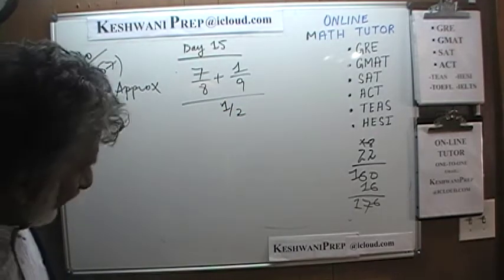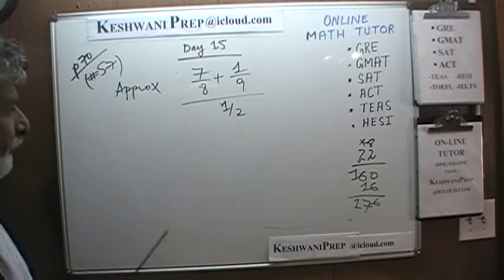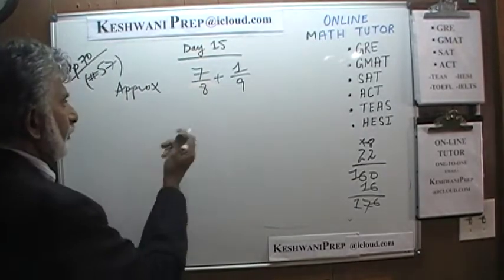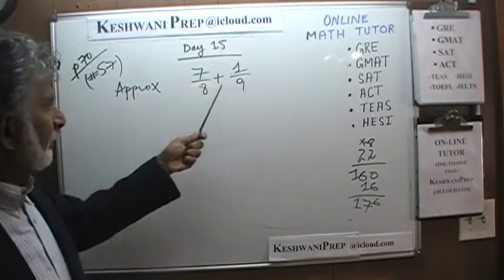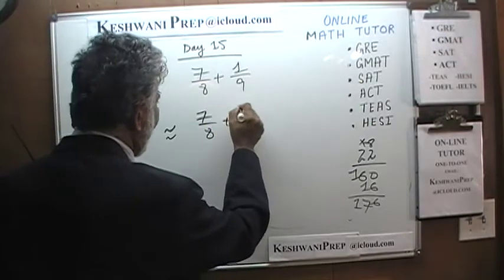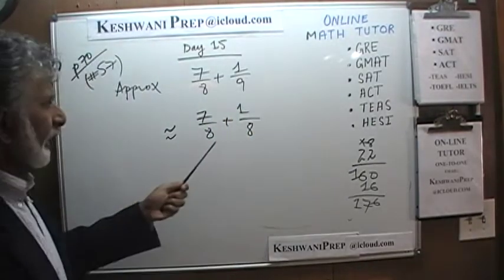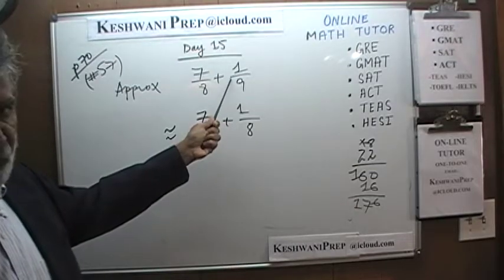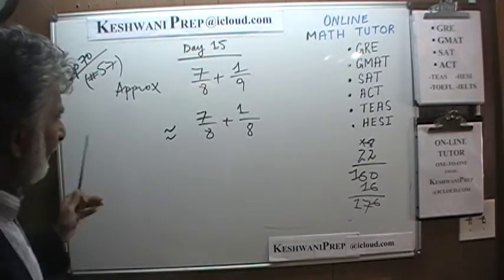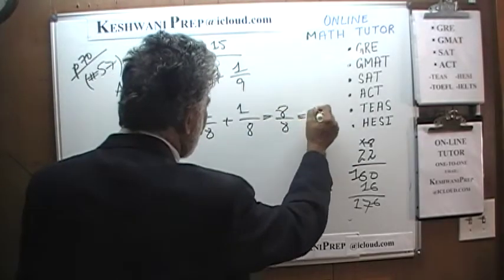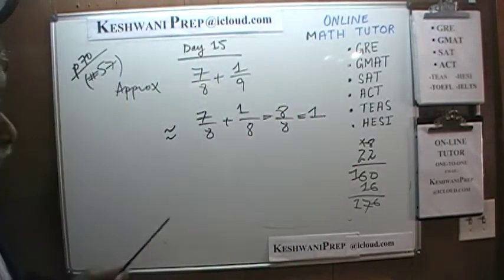So what we're going to do in the beginning is, we're not going to worry about the denominator right now. Let's find out what that is. So that 7/8 plus 1/9, we're going to approximate that as 7/8 plus 1/8. We're going to pretend that 1/9 is approximately equal to 1/8. It's very easy now. 7/8 plus 1/8 is just 8/8, which is just 1.